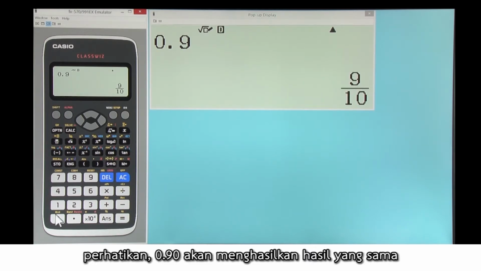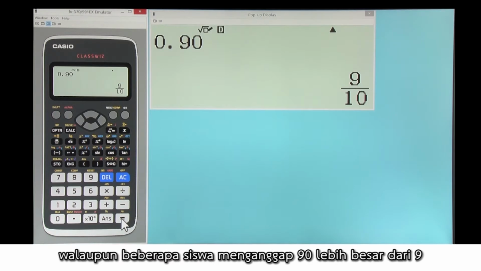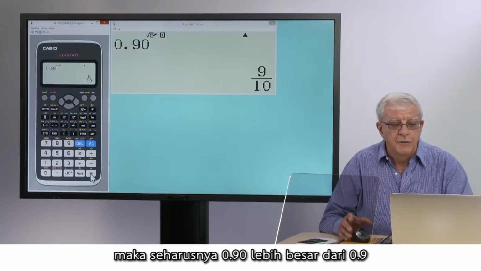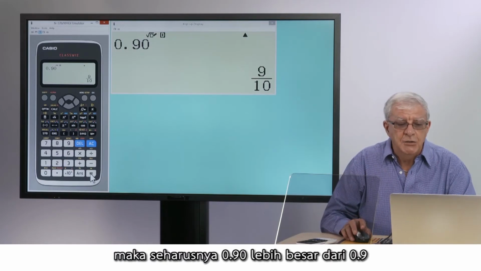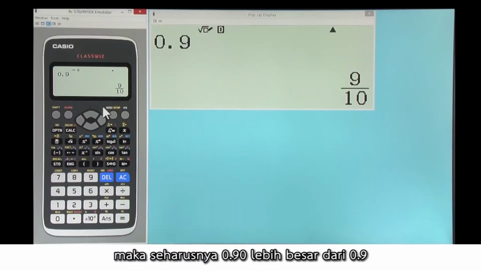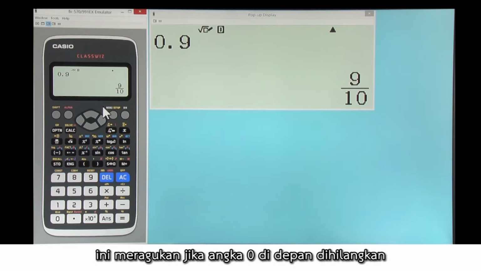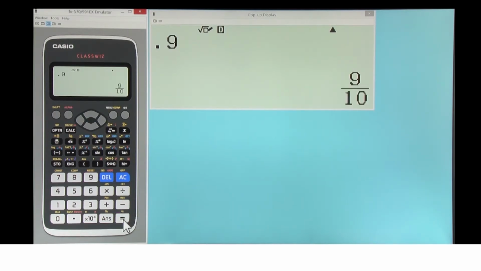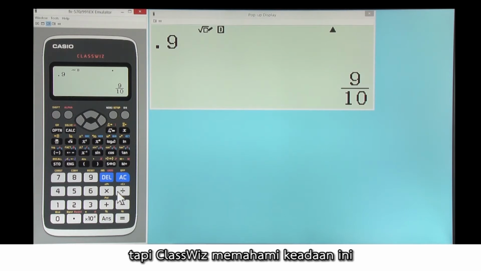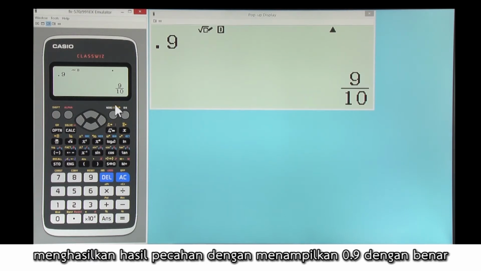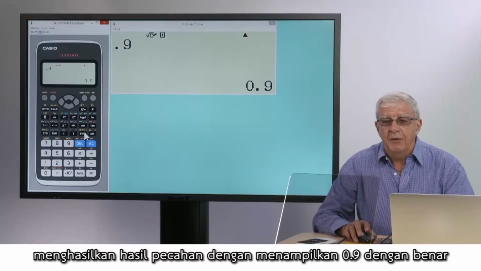Notice that 0.90 gives the same fraction, although some students think that 90 is larger than 9, so that 0.90 should be larger than 0.9. If the leading 0 is omitted, which is a poor practice, the ClassWiz tolerates this, but still gives a fraction and interprets 0.9 in the correct way.